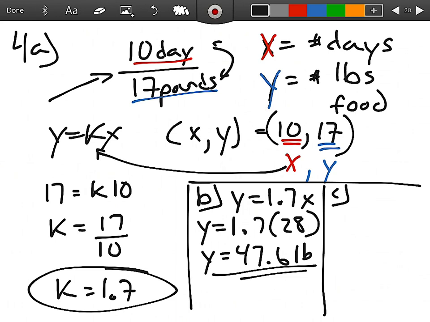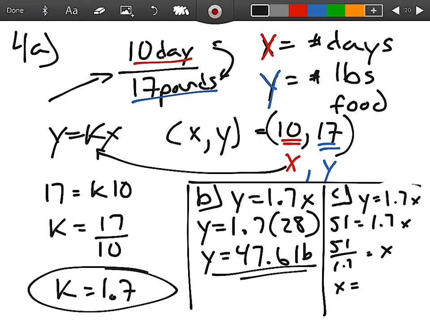And I think I can chisel in C here as well. How many days can you stay if you bring 51 pounds of food? So again, y is equal to kx. This time y is equal to 51 pounds, and you're going to solve for x. I wrote the general equation and not the particular one. Here's my working equation. So then 51 over 1.7 is equal to x. X is equal to 30 days. 30 days of food.